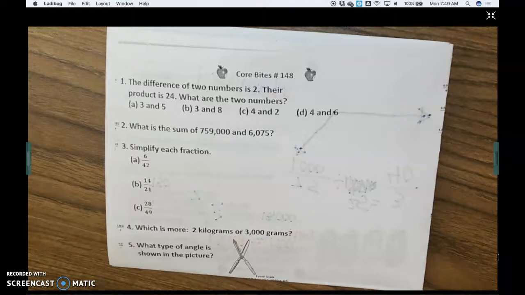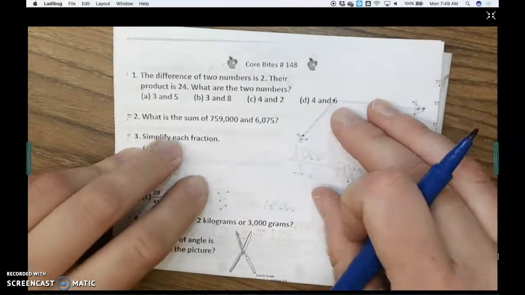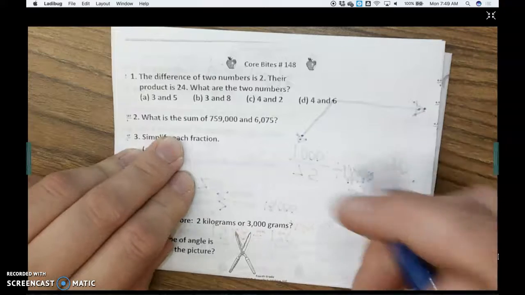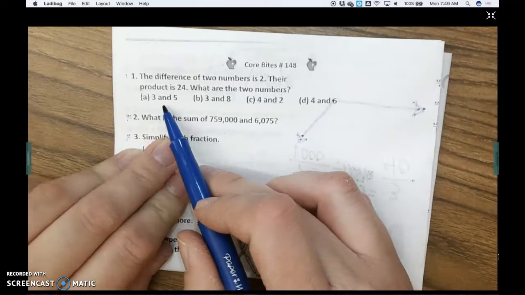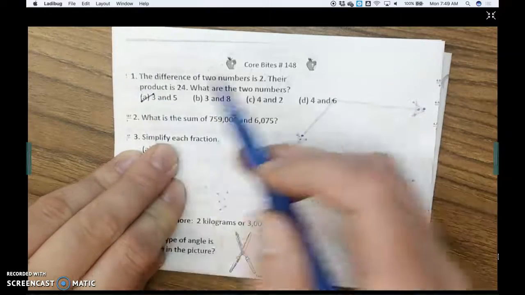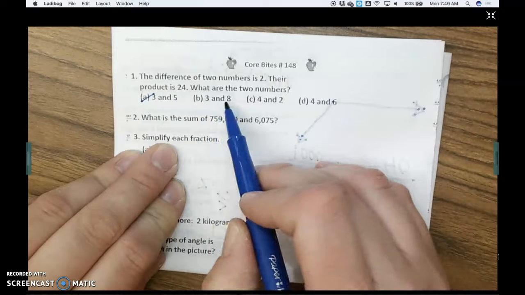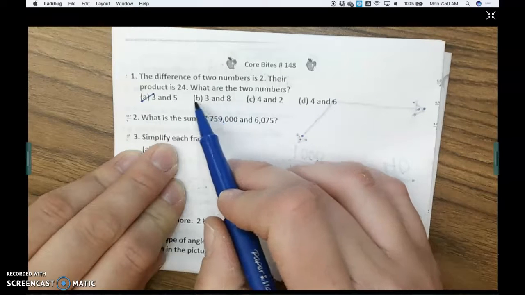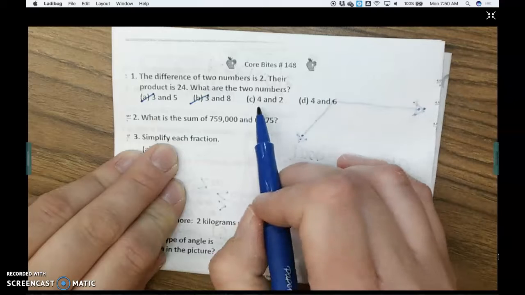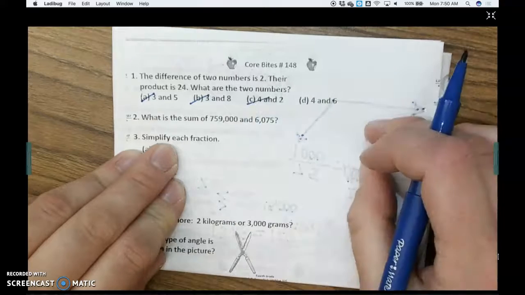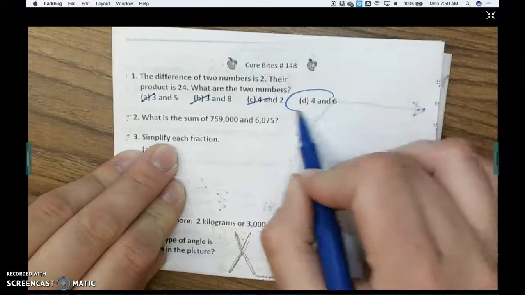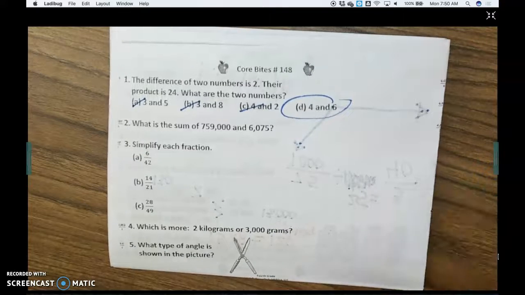The first one says the difference of two numbers is 2, their product is 24. What are the two numbers? So you have to try each of these to see. So 3 times 5 is 15, so that product is less than 24. 3 times 8 is 24, but then when you subtract, 8 minus 3 is actually 5, so that's not going to work. 4 times 2 is 8. Nope. 4 times 6 is 24. 6 minus 4 is 2, so that is your answer, 4 and 6.